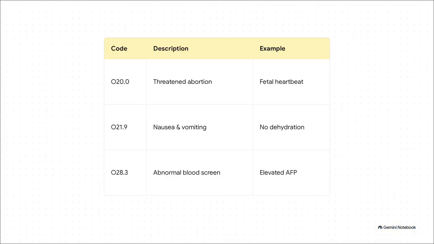So the O20 through O29 block is specifically reserved for early maternal disorders related to pregnancy. And getting this right completely relies on mapping the provider's exact clinical findings to the correct category. For example, say a patient presents with vaginal bleeding at 10 weeks. You can only assign O20.0 for a threatened abortion if the provider actually confirms the presence of a fetal heartbeat, usually via ultrasound. Then, for morning sickness, O21.9 captures nausea and vomiting in the first trimester, but only provided there's no severe dehydration that requires hospitalization. And what if an antenatal screening flags elevated alpha-fetal protein levels that prompt further testing? Well, that drops neatly right into the O28.3 code for abnormal fetal blood findings.